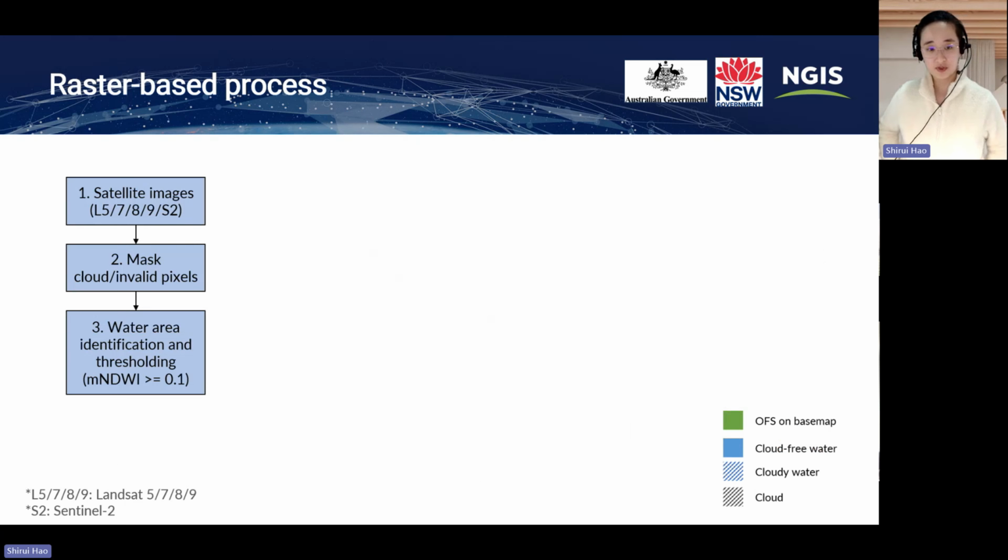Then we're going through the real data process. The first step is, of course, to acquire all the optical satellite images that we can find from Google Earth Engine, which contains Landsat 5, 7, 8, 9, and Sentinel-2. The second step, we're going to mask the cloud and invalid pixels. After the masking, we're going to calculate the MNDWI, which is the index to tell us if it's water or not. We calculate the MNDWI for each pixel, and threshold it to generate a binary map.